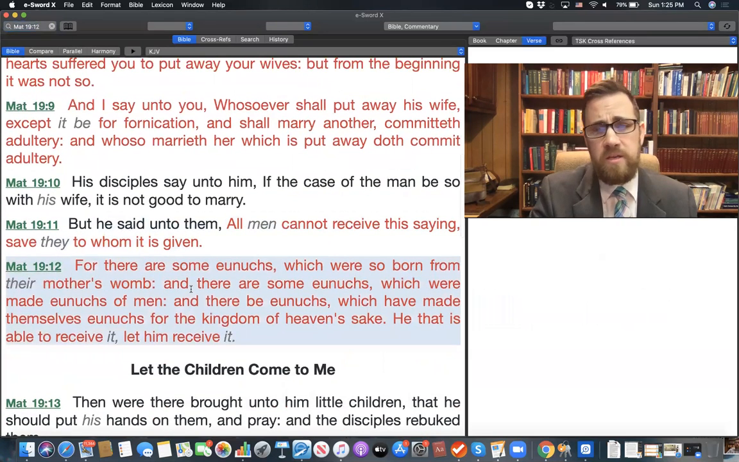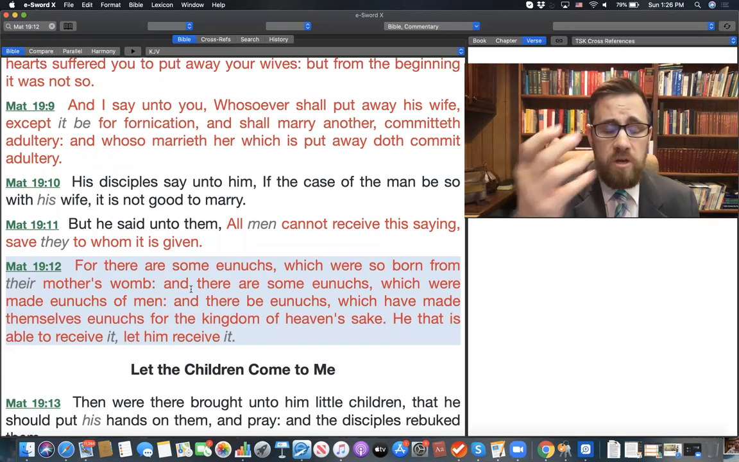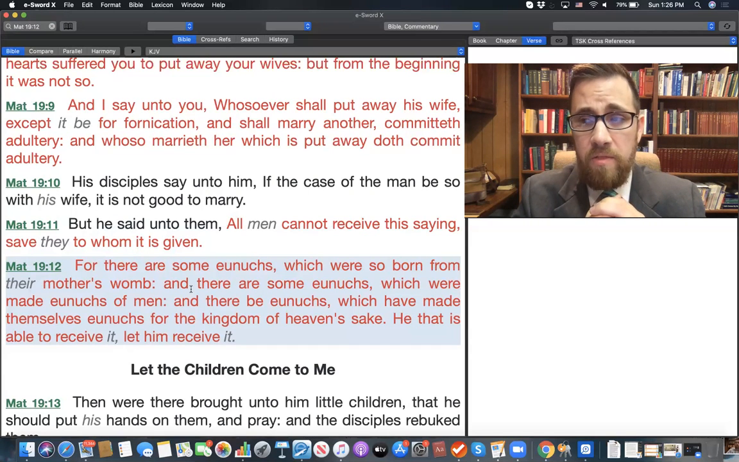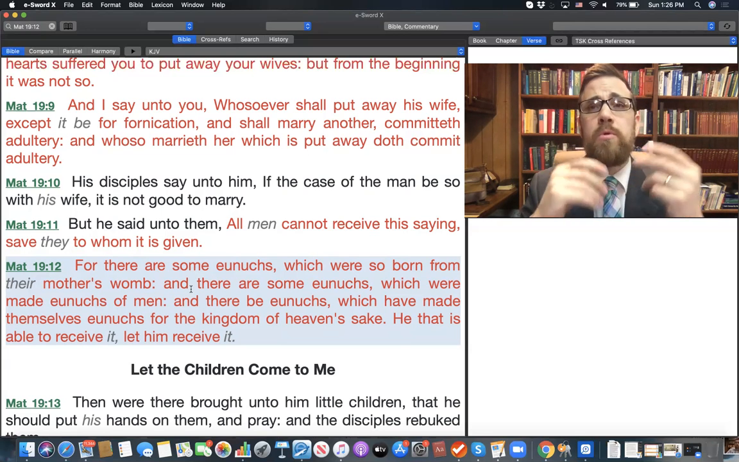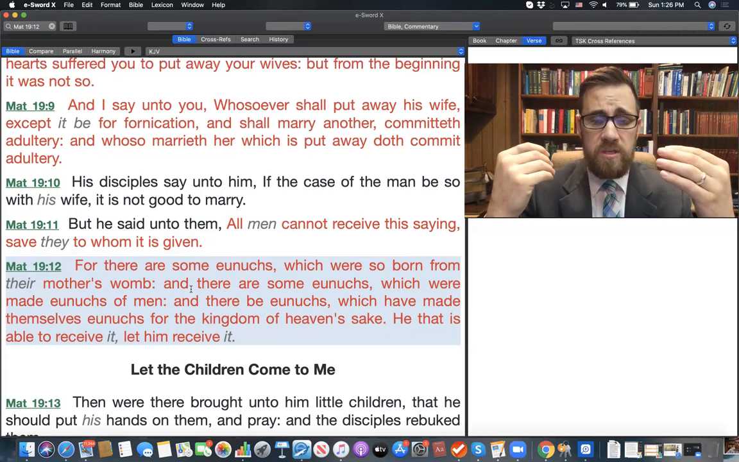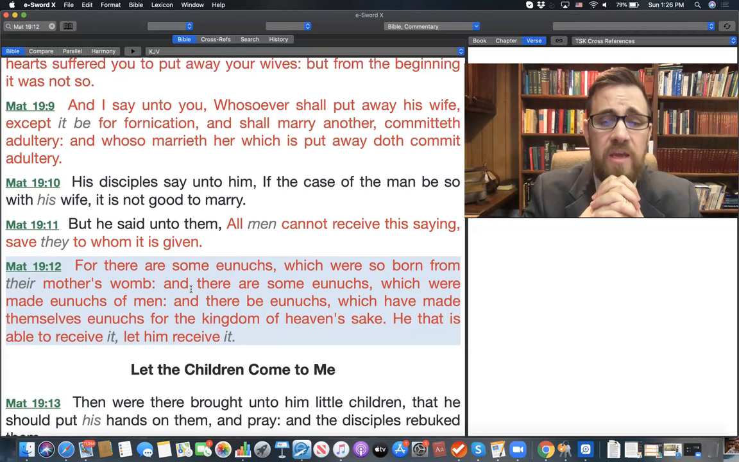For there are some who are eunuchs, that is, some who do not get to be intimate with another person, who are so born from their mother's womb, they are impotent. Some are eunuchs which were made eunuchs of men, they would remove that physical part. And there are some who have made themselves eunuchs for the kingdom of heaven's sake. That is, they are voluntarily celibate, voluntarily not entering into another relationship. He's talking about people who have been divorced and are deciding to lead the single life because they do not want to enter into an adulterous relationship. People who are divorced, who have not been divorced for the exception of fornication, Jesus says they make themselves eunuchs for the kingdom's sake.